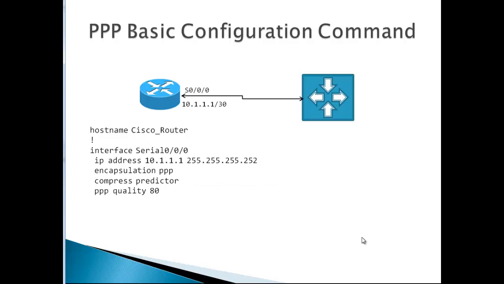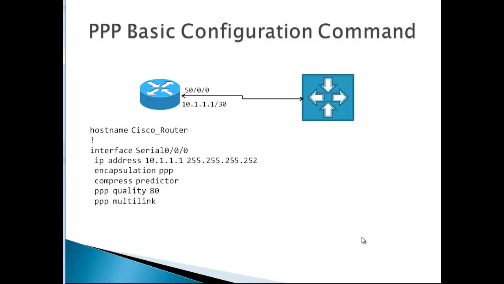So what's our quality in the percentage? How low can we take the quality to think of it as failing and we want to bring the link down? So 80%, maybe that's a bit too low, but you have a range between 1 to 100.